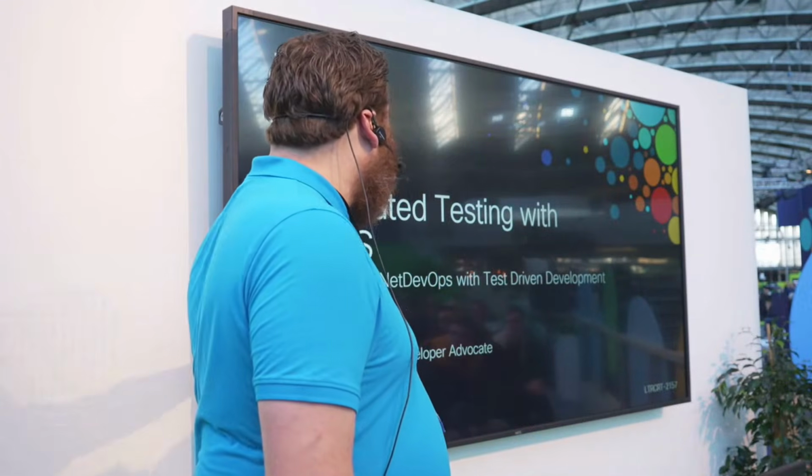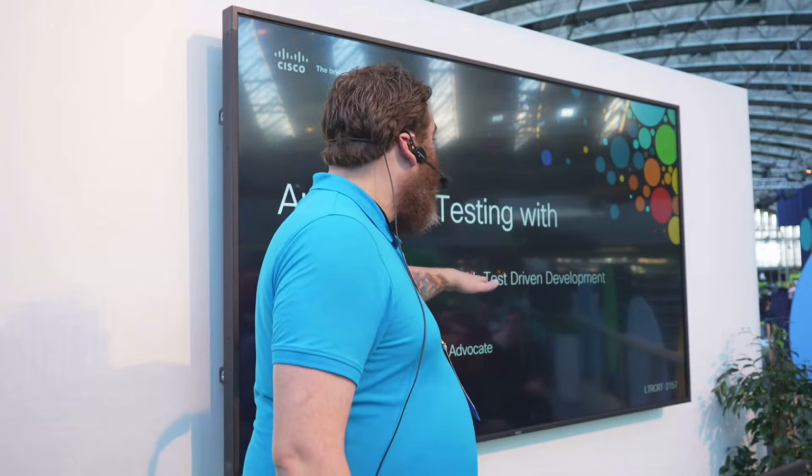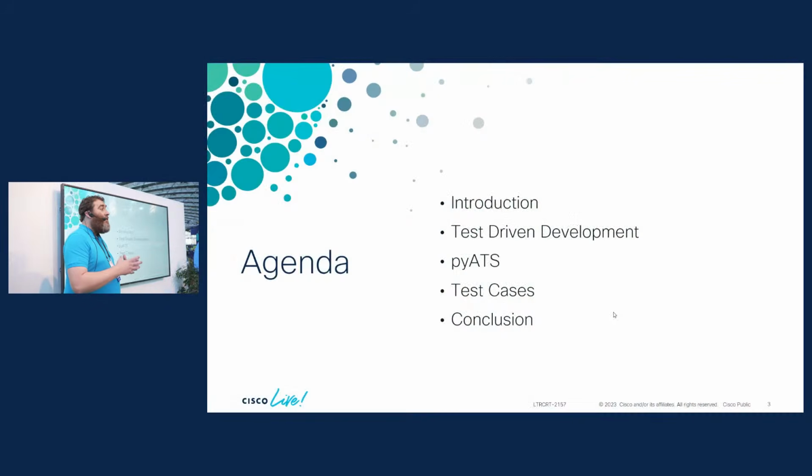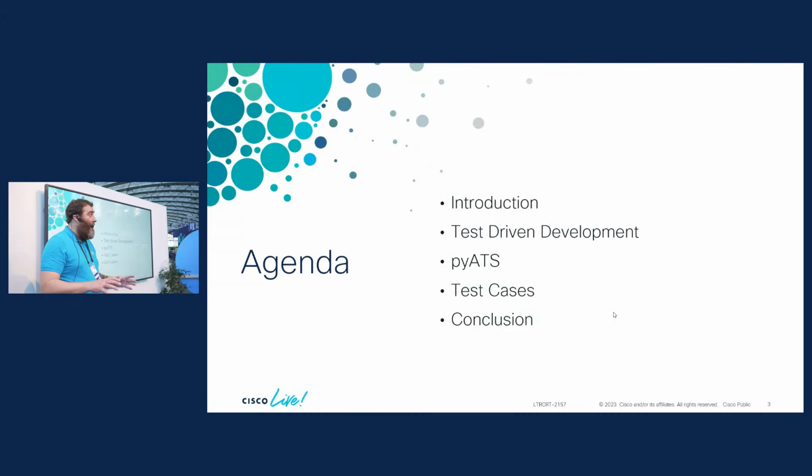And more than just automated testing, we're going to be talking about how you can accelerate your net DevOps with test-driven development. Now, we'll talk about that in a little bit more detail, but test-driven development is a methodology that came from the software development world, and it's a pretty recent way to develop software. And it maps very nicely to network automation and programmability with our networks. So we'll do a quick introduction. We'll talk about test-driven development, talk about pyATS, talk about some test cases, and then come to some conclusions.